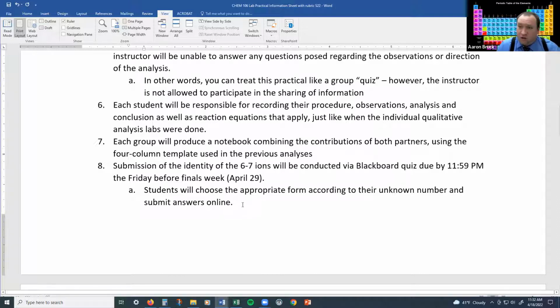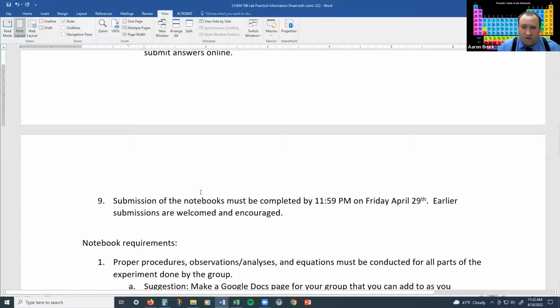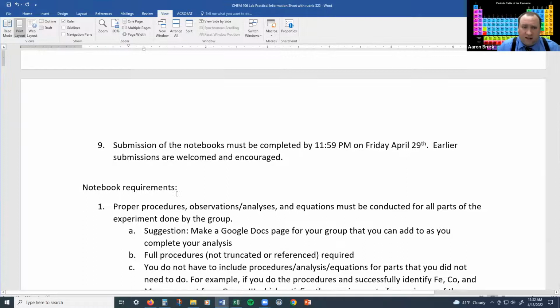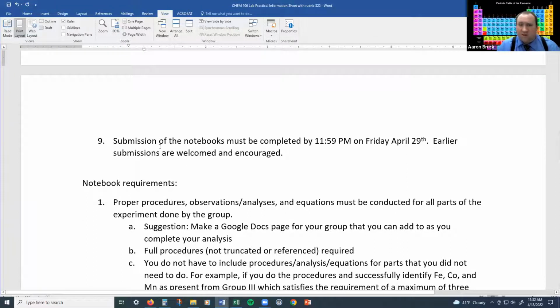Again, make sure you choose the correct form, just like with all the other ones. If you choose the wrong form, it's going to be looking for different answers than what you produce. Same thing with the notebooks. The notebooks need to be submitted in LabArchives by 11:59 on the 29th as well. Obviously, if you can turn it in sooner, that's better. I'll be able to grade those out and give you a much better picture of where you are in the class with an earlier submission.